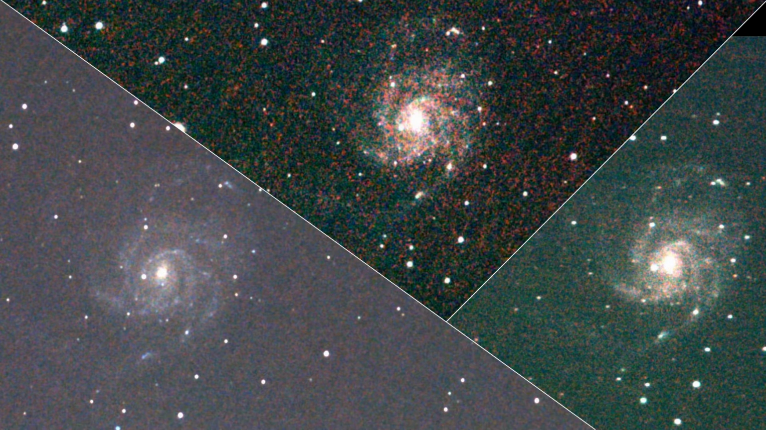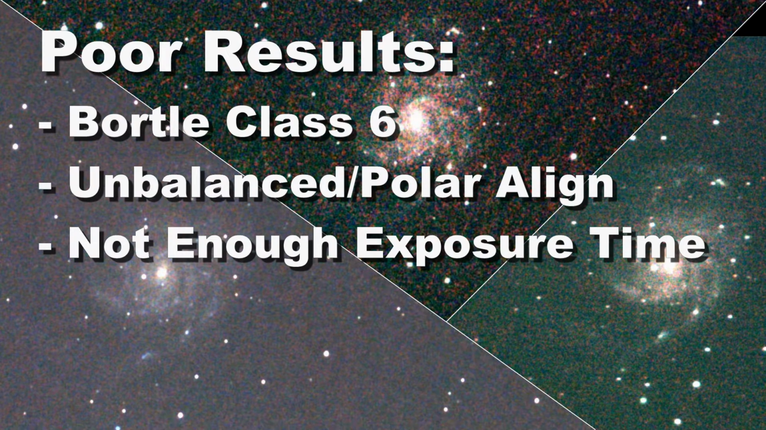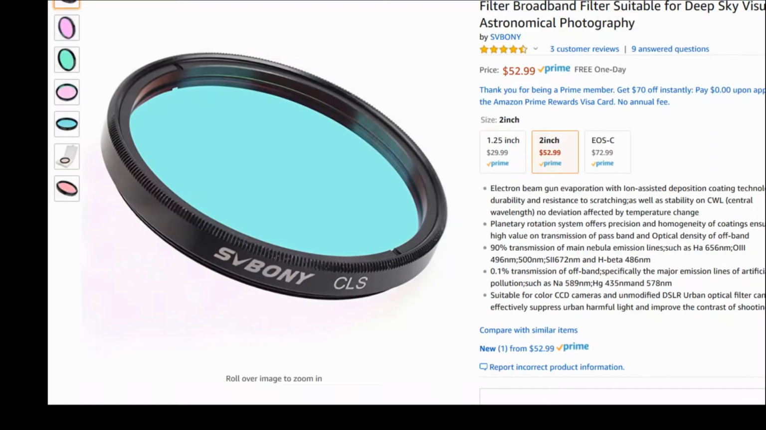Those problems were: I'm in a Bortle Class 6, so very light polluted skies. I didn't do a great job balancing or polar aligning, and I just didn't get enough exposure time to pull in this pretty faint object, at least from where I'm at.